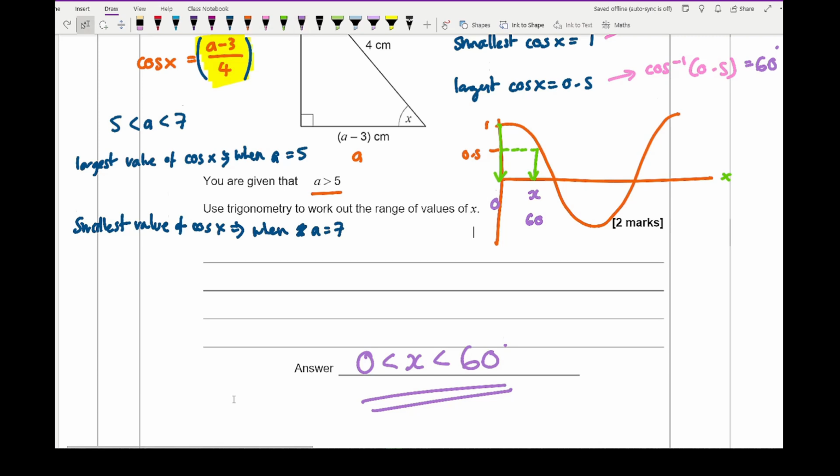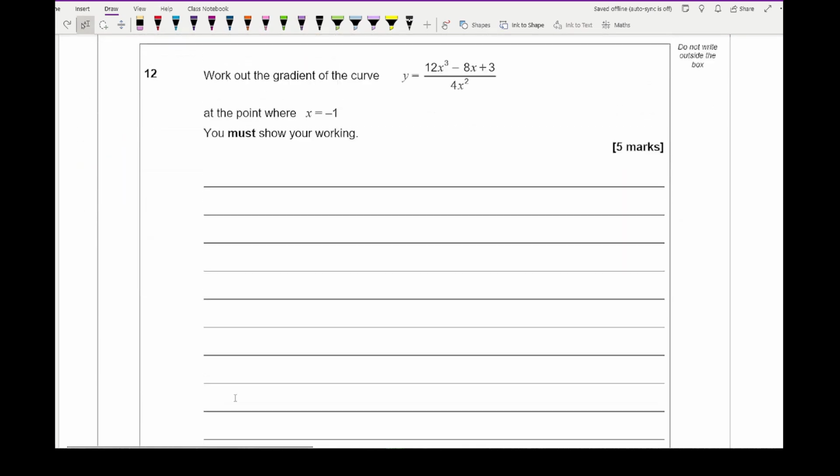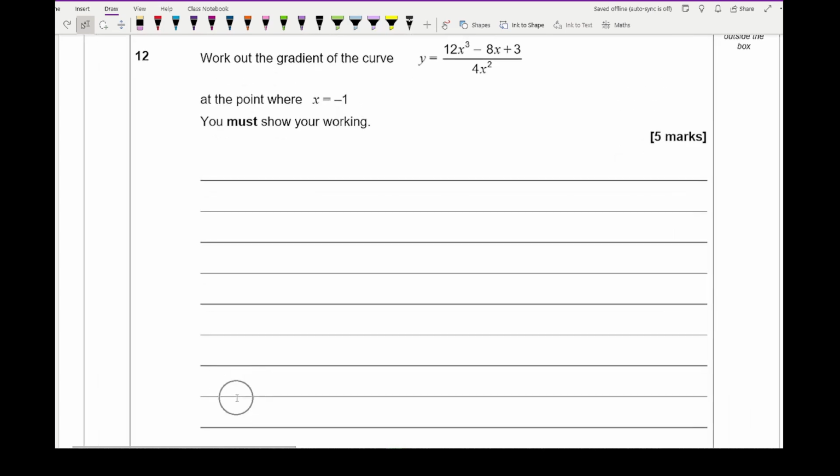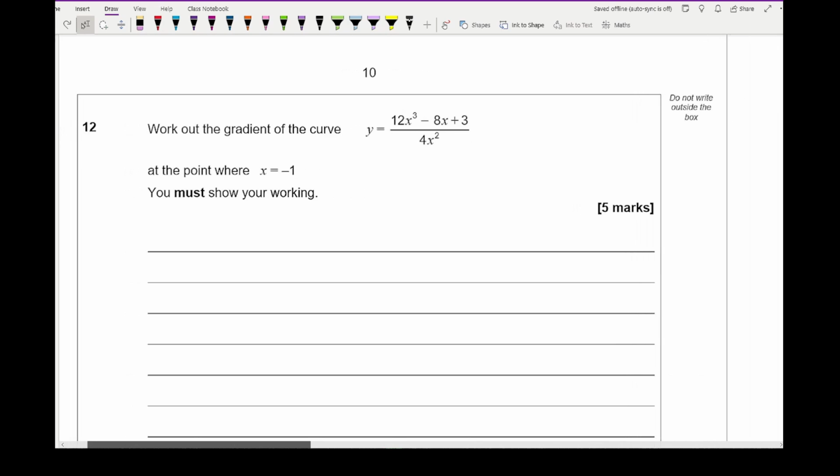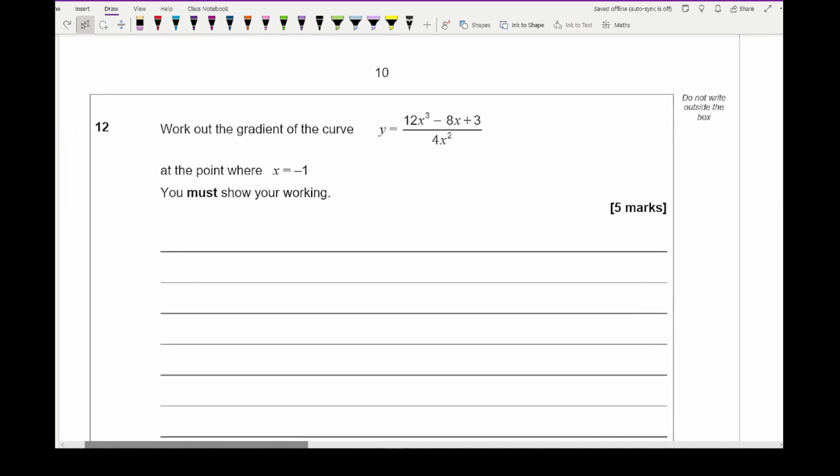to this particular question. Moving on to question 12, let's just zoom in so we can see it a little bit clearer on the screen. It says work out the gradient of the curve y equals 12x cubed minus 8x plus 3 all over 4x squared at the point x equals minus 1. And it's asking us to show our working out.